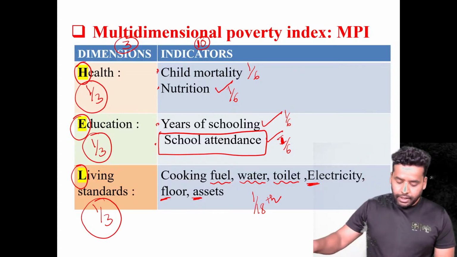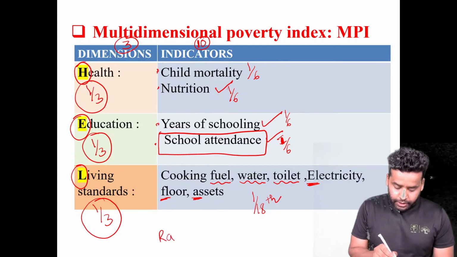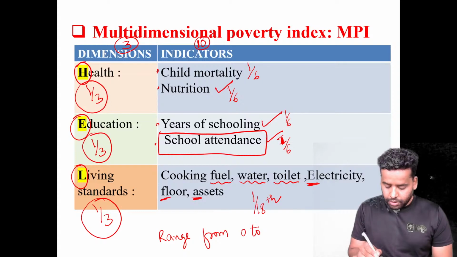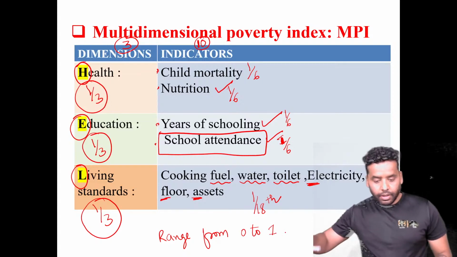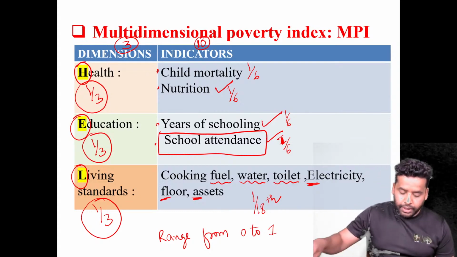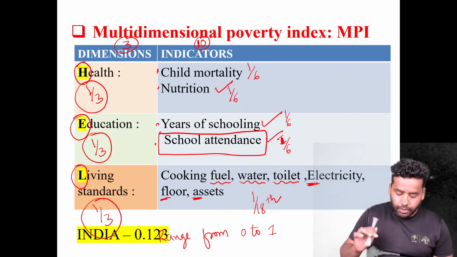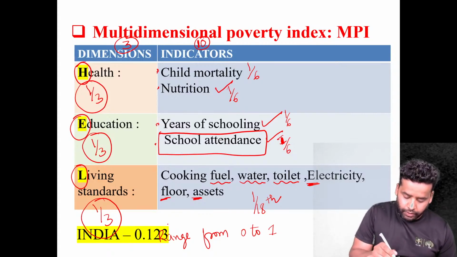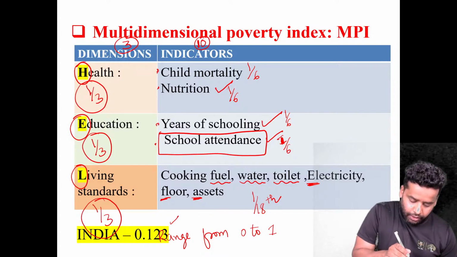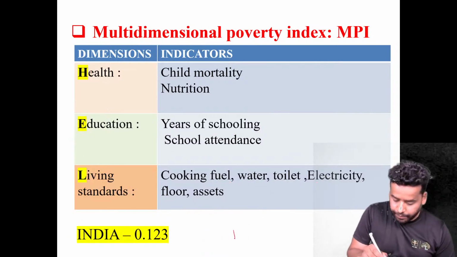When you calculate the multidimensional poverty index, the value ranges from 0 to 1. The recent value of our country is 0.123. Write down the values. The value ranges from 0 to 1. The recent value is 0.123.